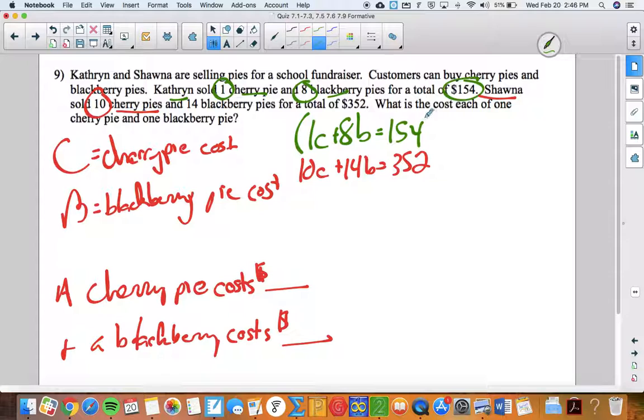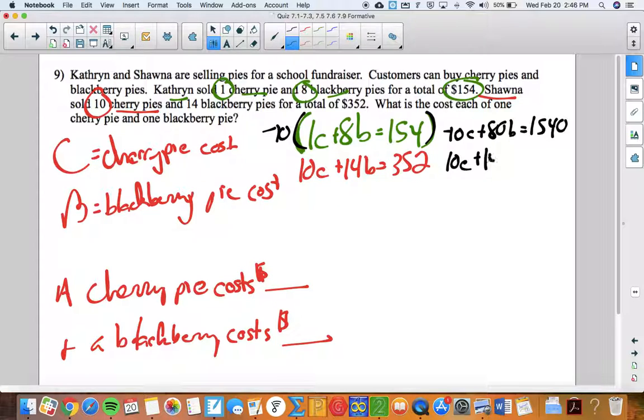I'm going to get opposite C's here, so I'm going to multiply the top by -10. Multiplying by tens is pretty easy, actually. So -10 to get a -10C. So I get -10C plus 80B equals 1,540. On the bottom, we get 10C plus 14B equals 352.